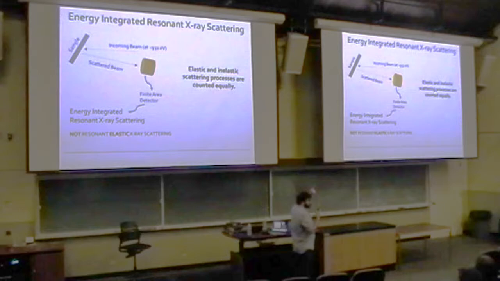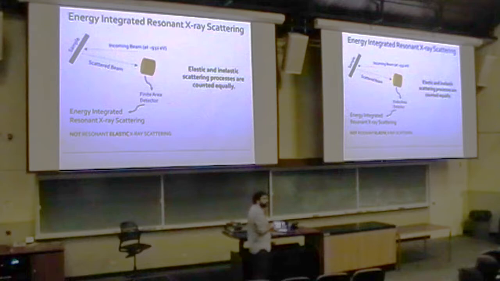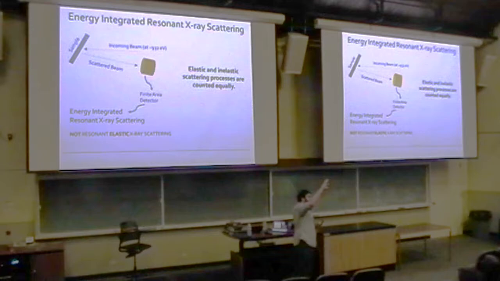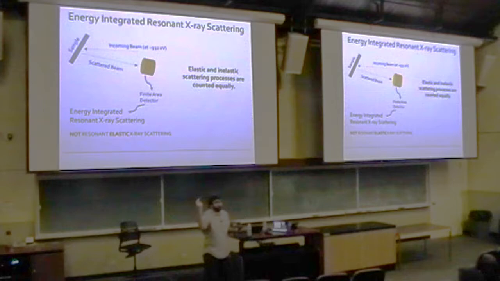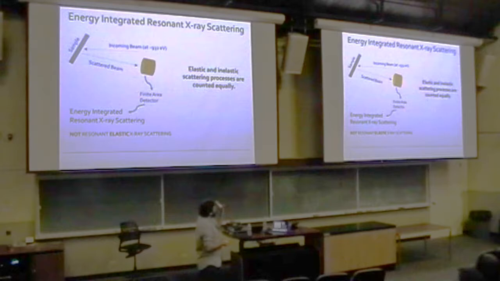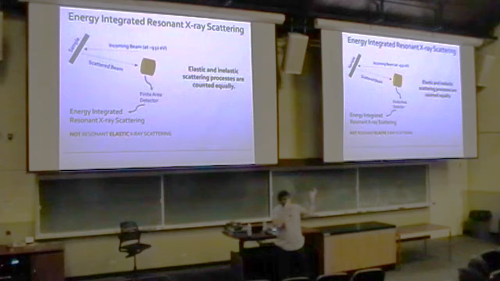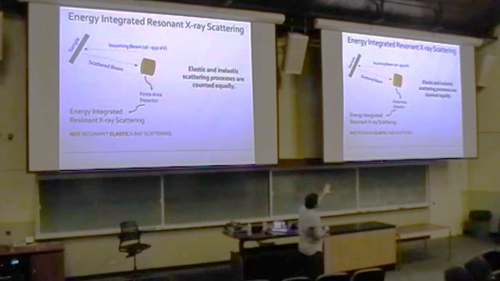Now, this is where I say the easiest experiment you can do is the energy-integrated, as I call it, resonant X-ray scattering. This is not really a standard term, but I'm hoping to make it standard. Because what you're doing here is that you have an incoming beam that scatters off your sample, and you detect all those scattered photons in your detector, regardless of whether the photon went through an elastic process or lost, say, one electron volt. You count them equally. In the literature you will often find it called resonant elastic X-ray scattering, which is not true. If you want to do resonant elastic X-ray scattering, you have to do resonant inelastic X-ray scattering and measure the elastic line. So elastic and inelastic scattering processes are counted equally here.